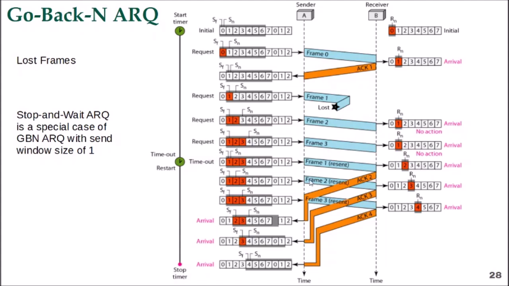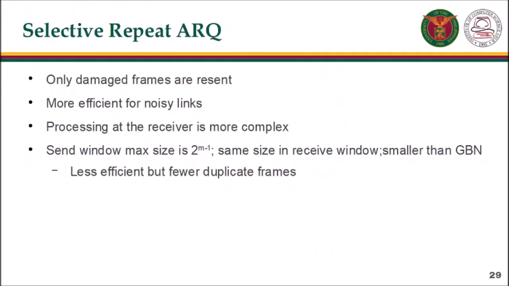Stop-and-Wait ARQ is a special case of Go-Back-N ARQ with a send window size of 1. The Go-Back-N protocol simplifies the process at the receiver. The receiver keeps track of only one variable, and there is no need to buffer out-of-order packets. They are simply discarded. However, this protocol is inefficient if the underlying network protocol loses a lot of packets.